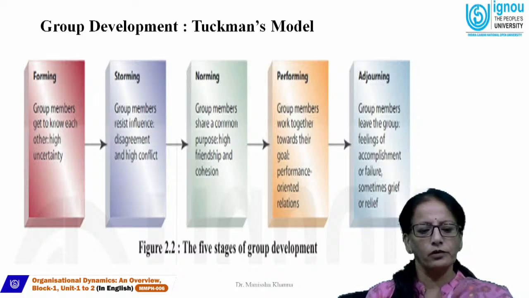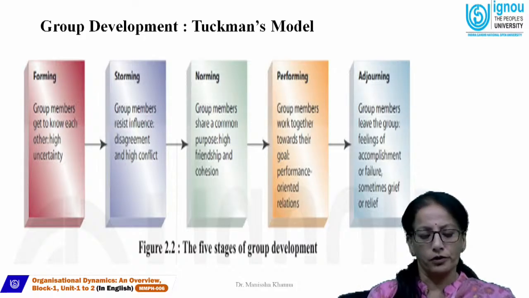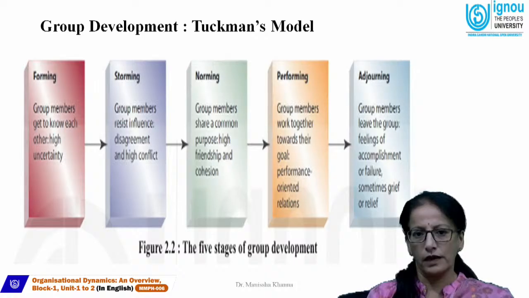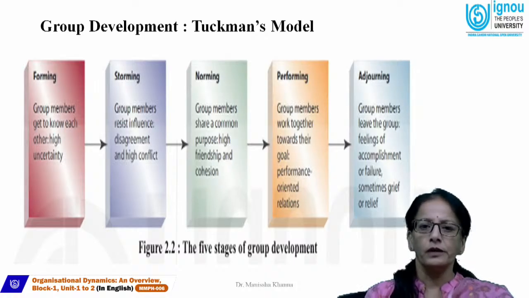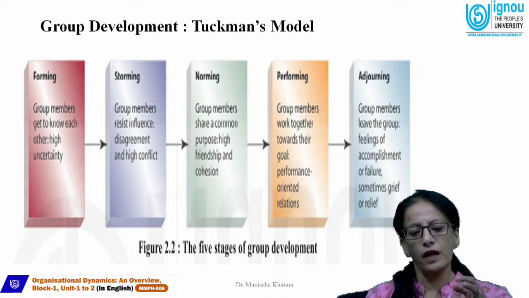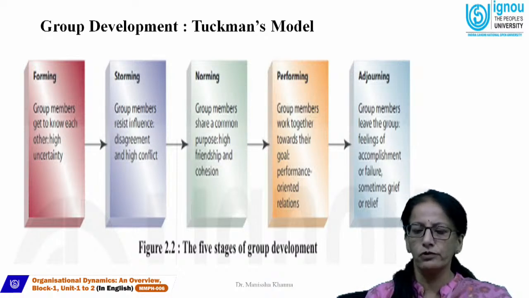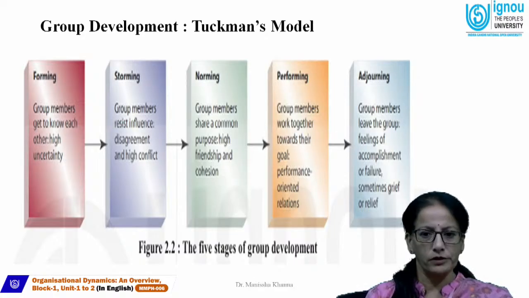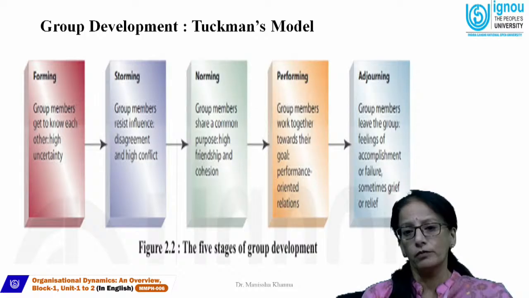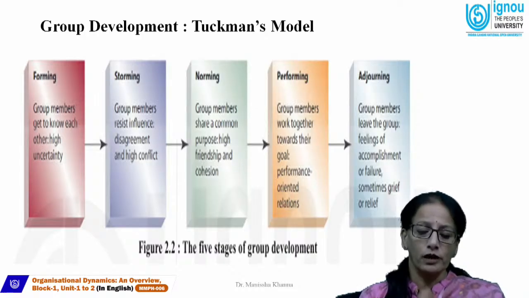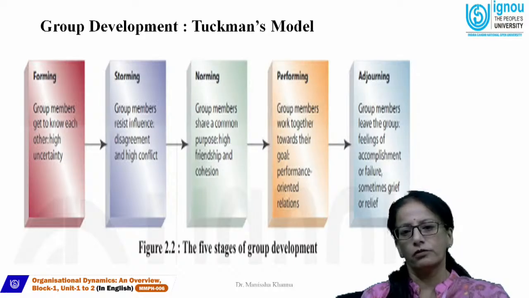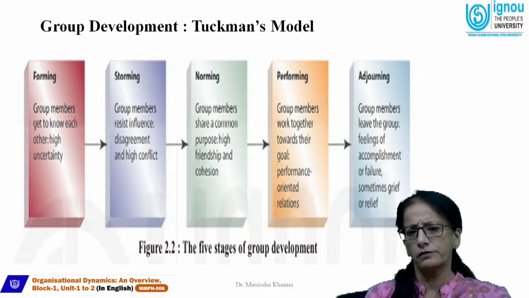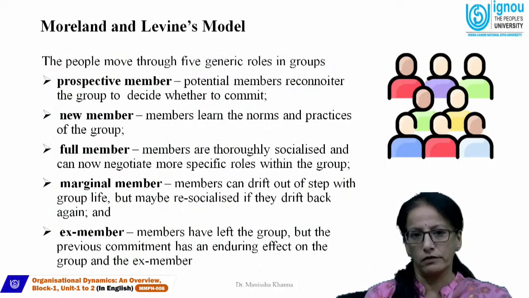Then is norming, where the group members share a common perspective or common purpose, and there is likingness, friendship and cohesiveness. Then the fourth stage is performing, when they actually work together and execute towards the goal. And adjourning is when the group members leave the group, maybe because of accomplishment of the goals or the vision, or maybe failure, or even sometimes conflict, or maybe sometimes grief or relief, we can say.